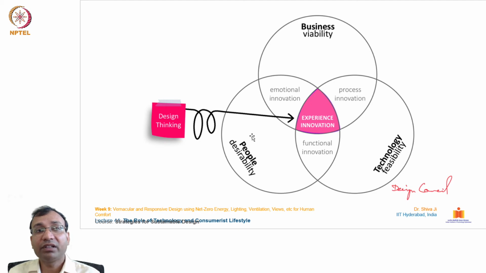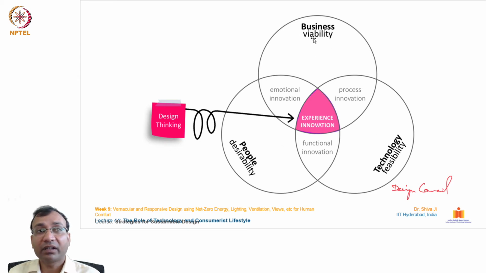Between these there are emotional innovation, process innovation, and functional innovation. When technology and people are directly related by demand and need, that is a functional innovation, where technology is a service provider, a problem solver. And in business there is some process involved, so with the help of this technology you can improve the process, right?